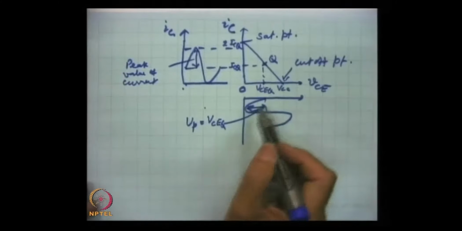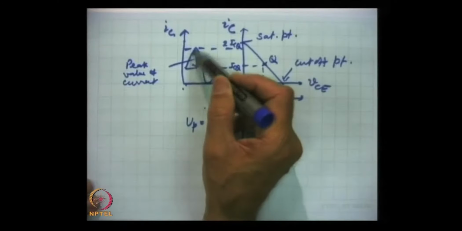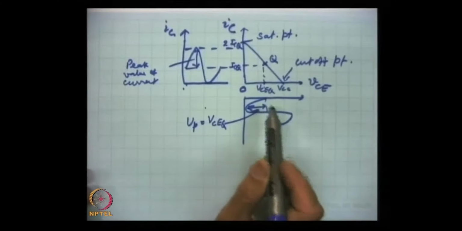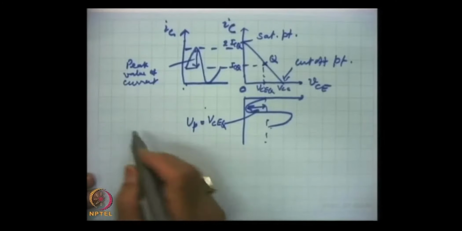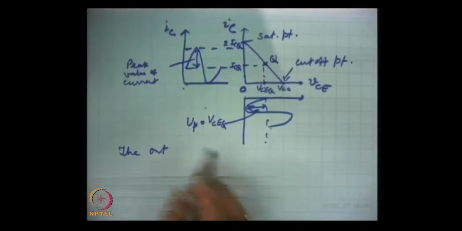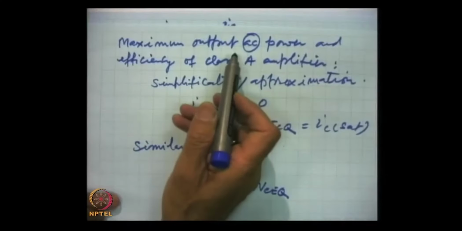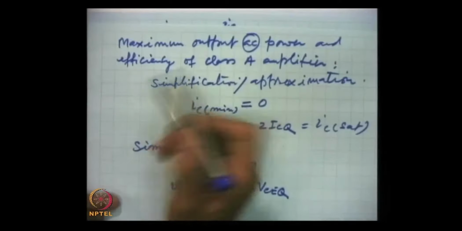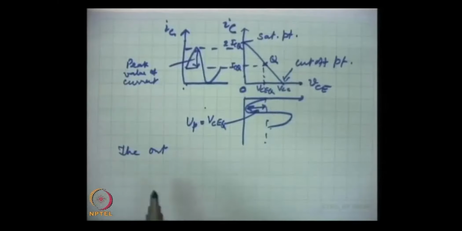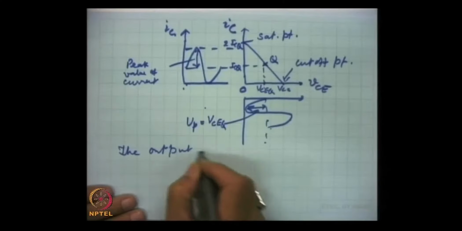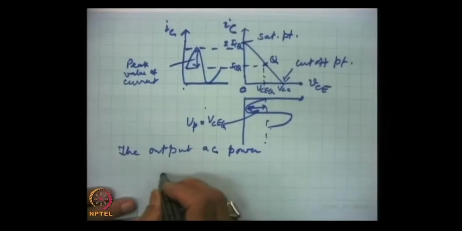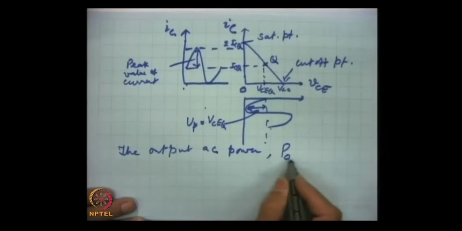Now once we know these peak values, this is the AC current in the output circuit, this is the AC voltage, then the output AC power, because our objective was to find the maximum output power in a class A amplifier and its conversion efficiency. So the output AC power we write as PO, O for output power.